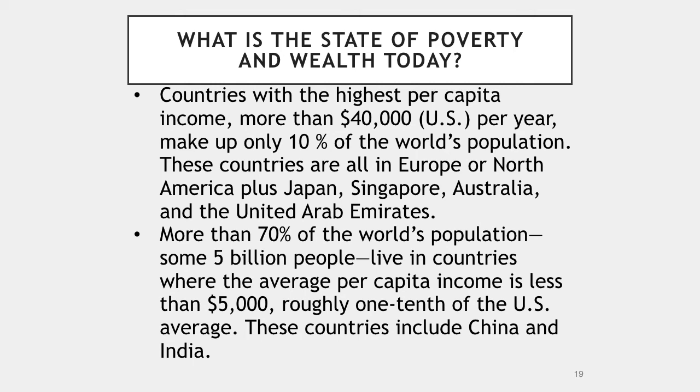Countries with the highest per capita income, more than $40,000 per year, make up only 10% of the world's population. These countries are all in Europe or North America, plus Japan, Singapore, Australia, and the United Arab Emirates. More than 70% of the world's population, some 5 billion people, live in countries where the average per capita income is less than $5,000. These countries include China and India, the world's most populous countries, with a combined population of over 2.5 billion people. Of the 50 poorest countries, where income is less than $2.50 a day, 33 are in sub-Saharan Africa.